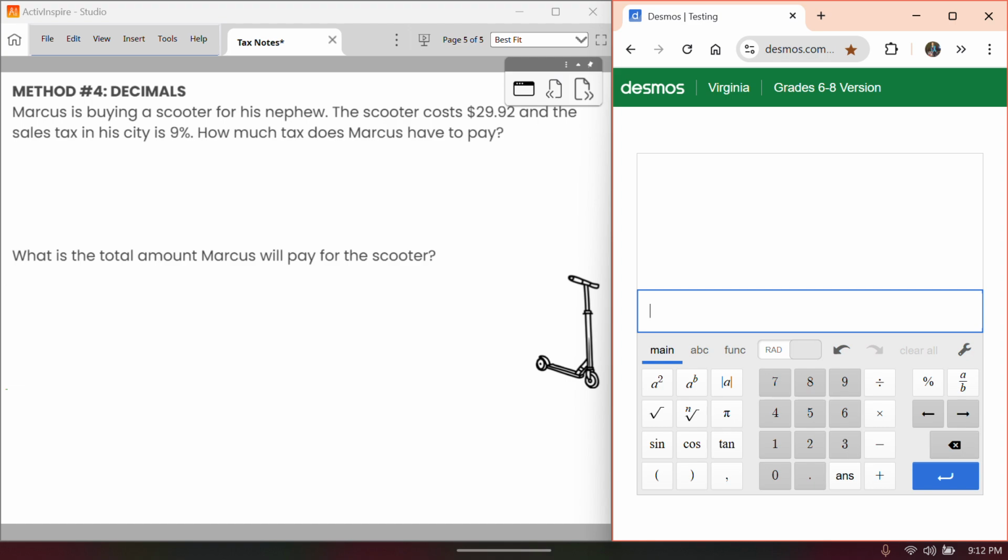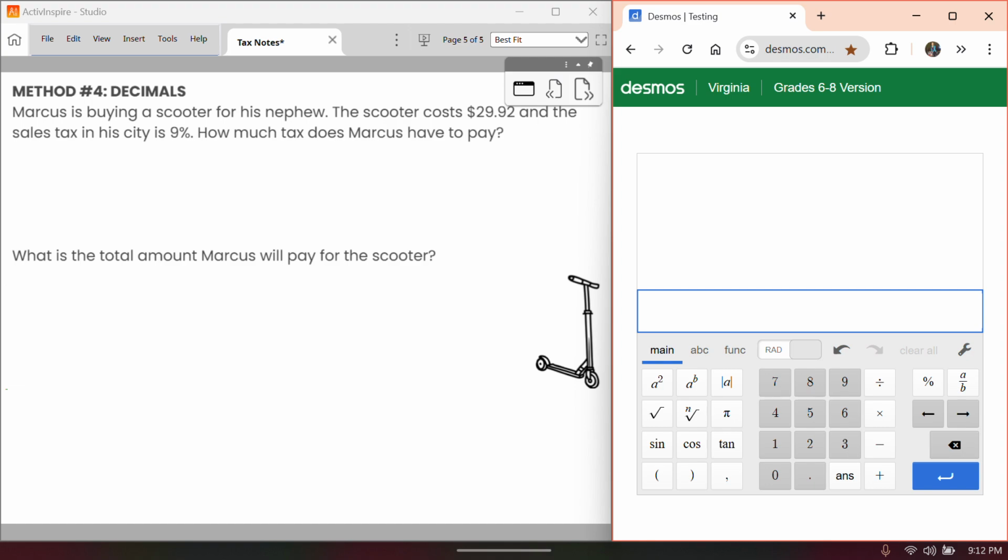This one is going to be using decimals. And this is what the question says. Marcus is buying a scooter for his nephew. The scooter costs $29.92, and the sales tax in his city is 9%. How much tax does Marcus have to pay? Now, I could estimate this answer and find 10% of $30, but it's not asking me to estimate. It's asking me to get an exact answer using decimals.